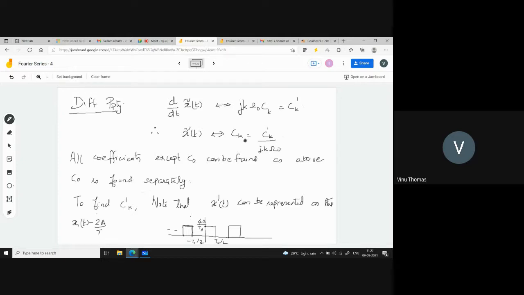So x tilde of t has got a Fourier series given by ck, which is equal to ck dash by jk omega 0.